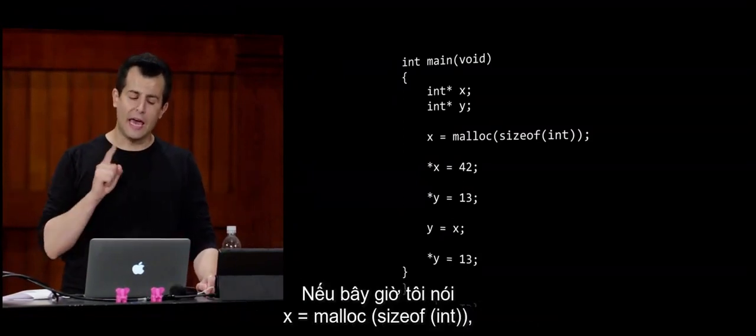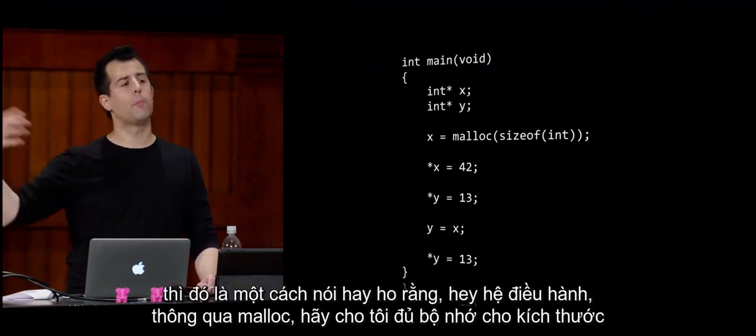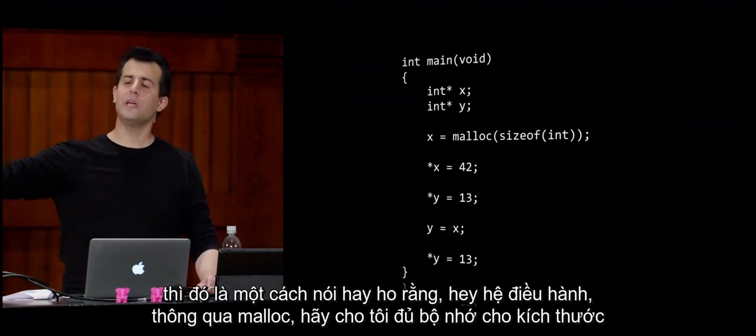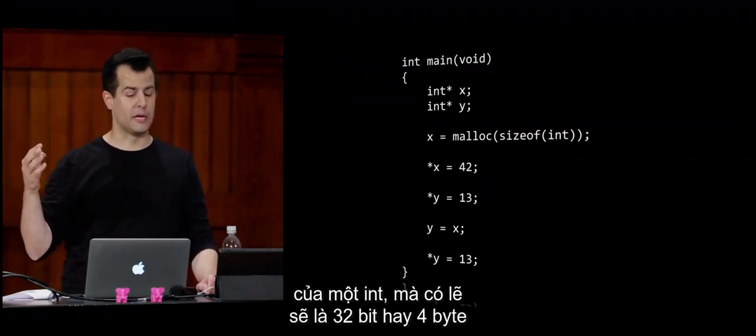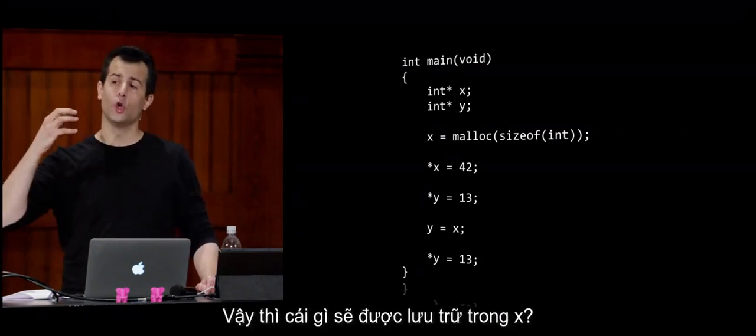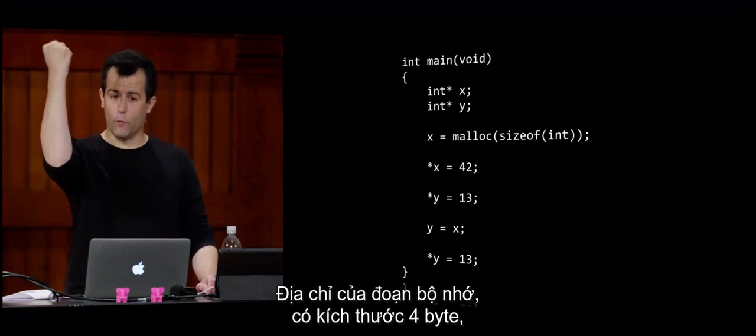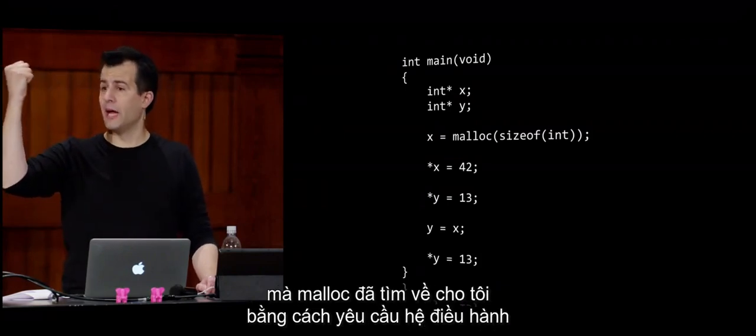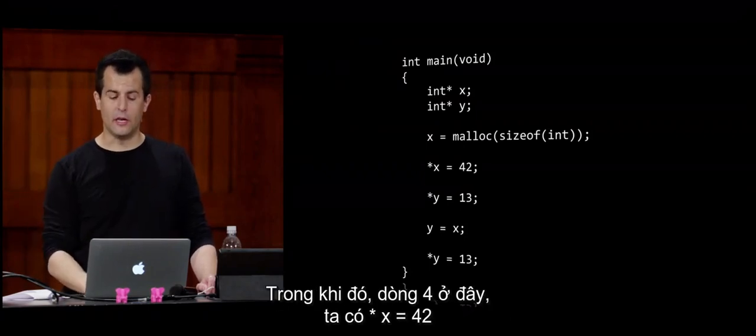If I now say x equals malloc, size of int, this is a fancy way of saying, hey, operating system, via malloc, give me enough memory for the size of an int, which is probably going to be 32 bits or 4 bytes. So what does malloc return? Malloc returns an address. So what's going to get stored in x? The address of the chunk of memory, the 4 bytes that malloc just found for me by asking the operating system.